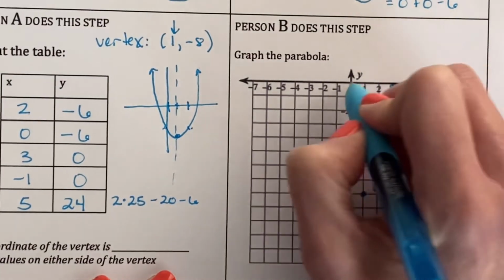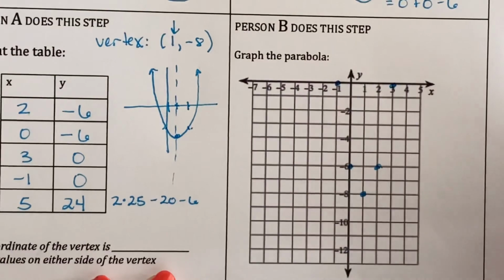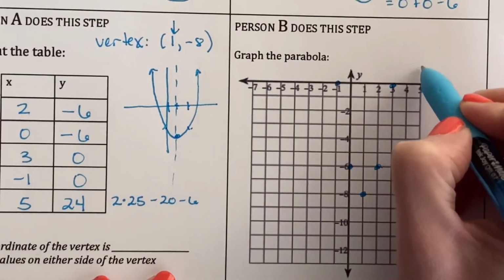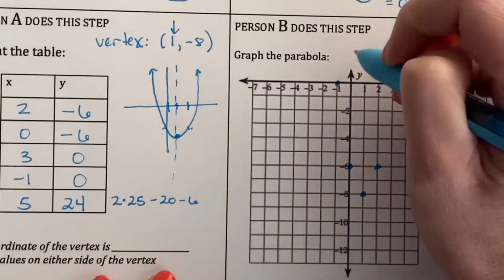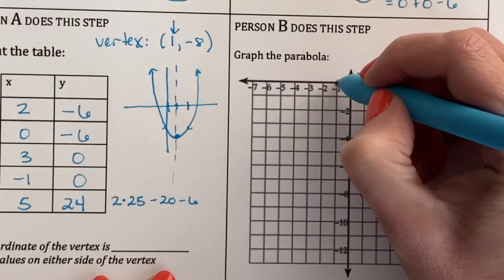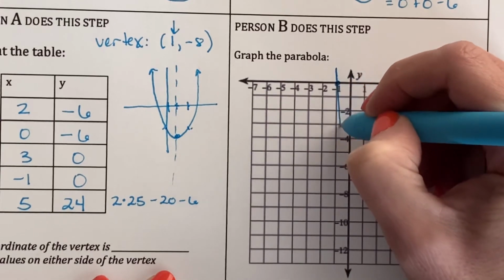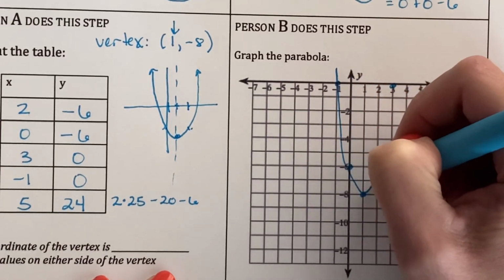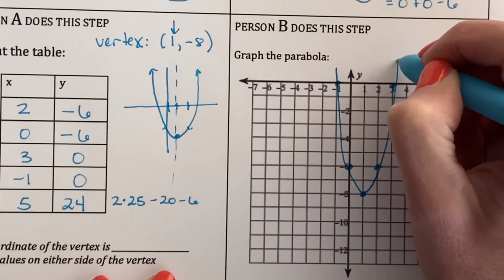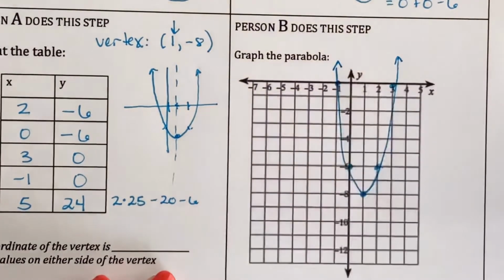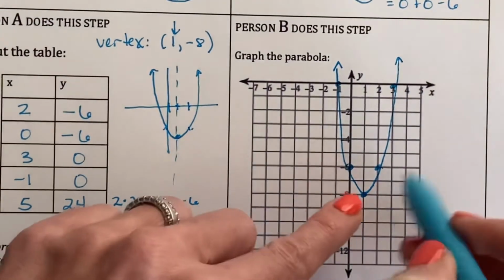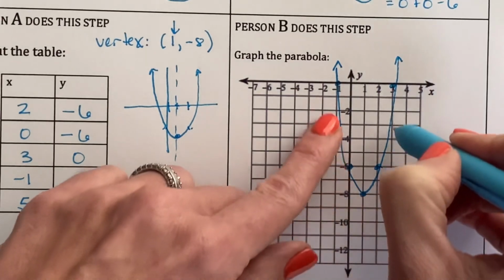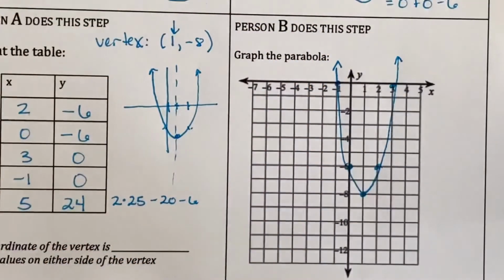3, 0, -1, 0. And notice 524 is going to be way up here. I'm not even going to be able to graph that one. So I'm just going to try to roughly connect these in a somewhat U shape. And I'm going to put arrows. It kind of looks like a V, but we do our best. And put arrows on either end to show that this curve is continuing up and up forever.